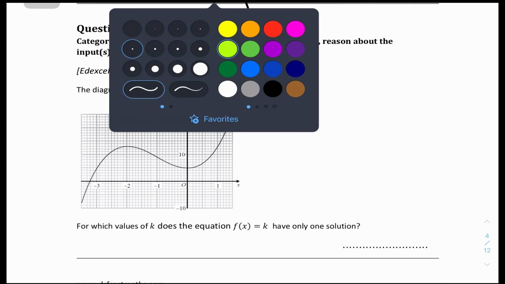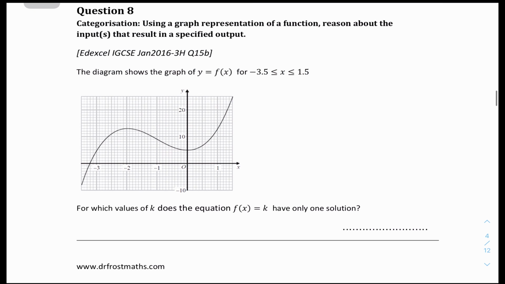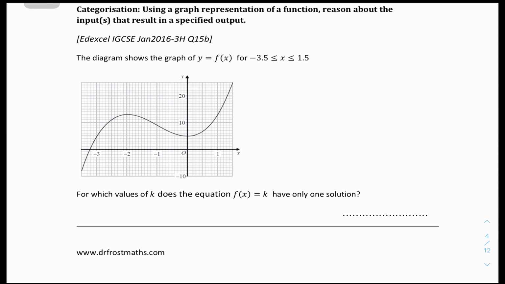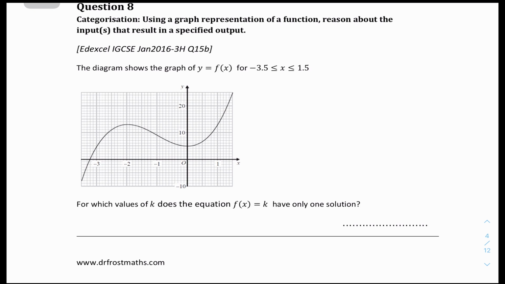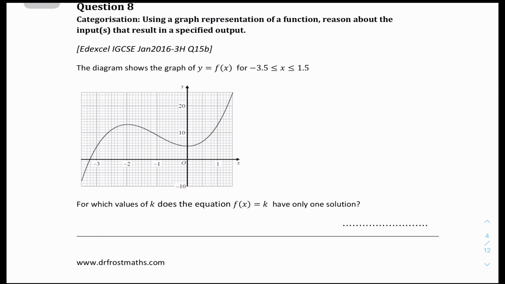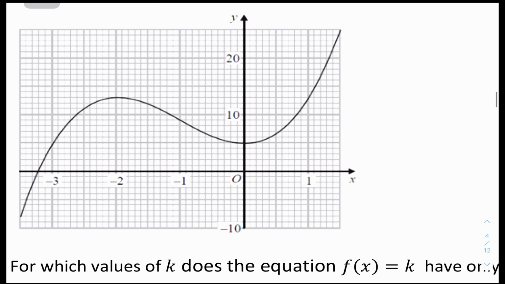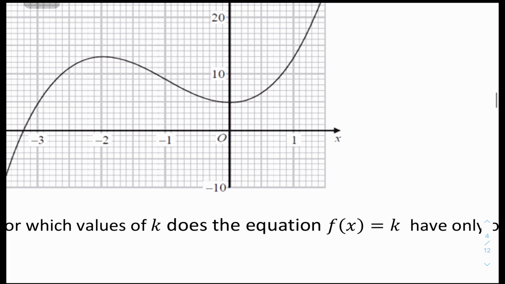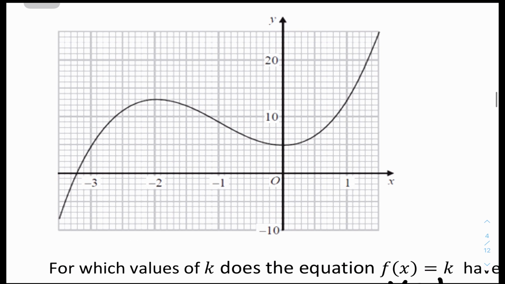Then there's question 8. Find the values of k for which the equation f of x equals k only has one solution. So this question basically asks you for the values of k where x only has one solution. So we can just look at the graph, where if you draw a horizontal line, a y equals something line, because we know that this is basically y equals k, you only have one solution.